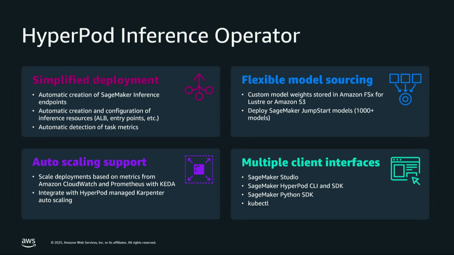Third is the auto-scaling support, where the inference operator is integrated with the metrics from CloudWatch or Prometheus, and it watches for scaling events, and then it scales automatically for you. This operator works seamlessly with the Karpenter auto scaling with HyperPod, and then provisions the instances as they are needed.